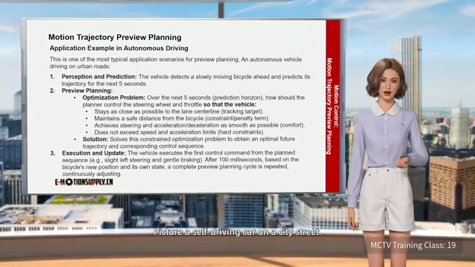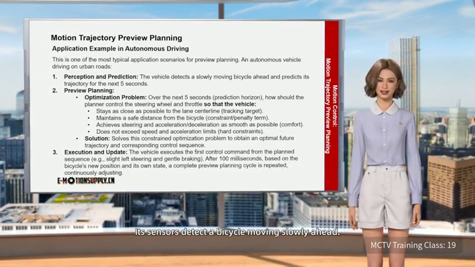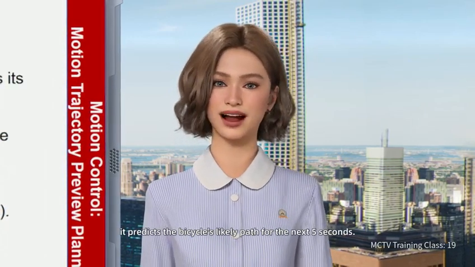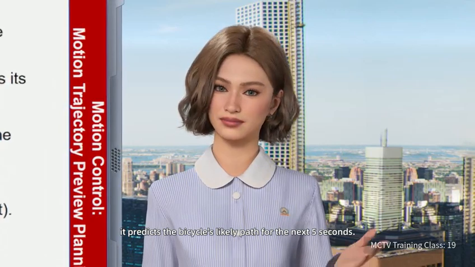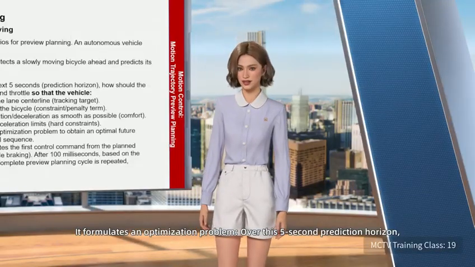Let's make this concrete with a key application: autonomous driving. Picture a self-driving car on a city street. Its sensors detect a bicycle moving slowly ahead. The system doesn't just react, it predicts the bicycle's likely path for the next 5 seconds. Now, the preview planner kicks in. It formulates an optimization problem.